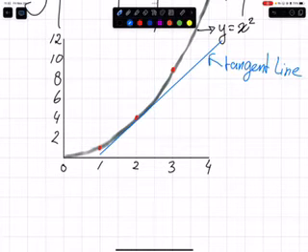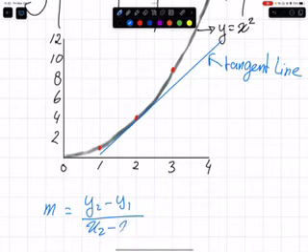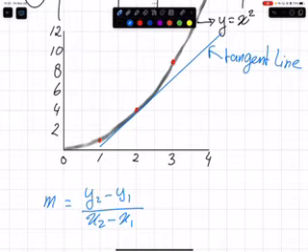So I have a straight line. How do I find the gradient? There's your straight line. The gradient is y2 minus y1 divided by x2 minus x1. Yes? So choose your x1, choose your y2, and then make it.